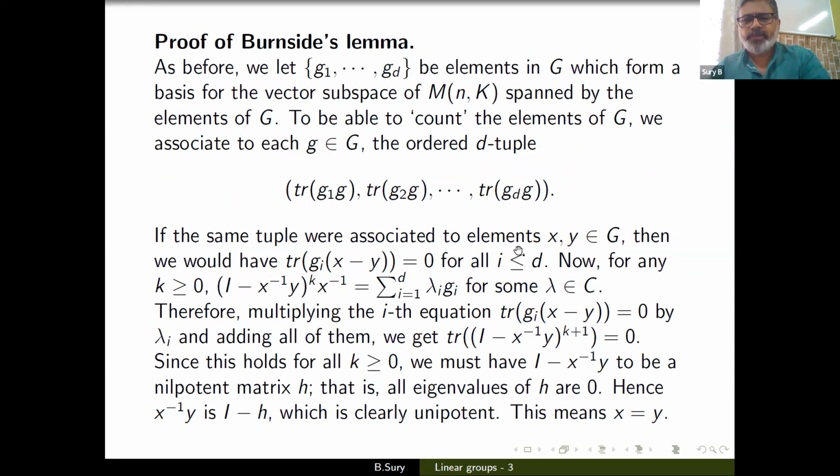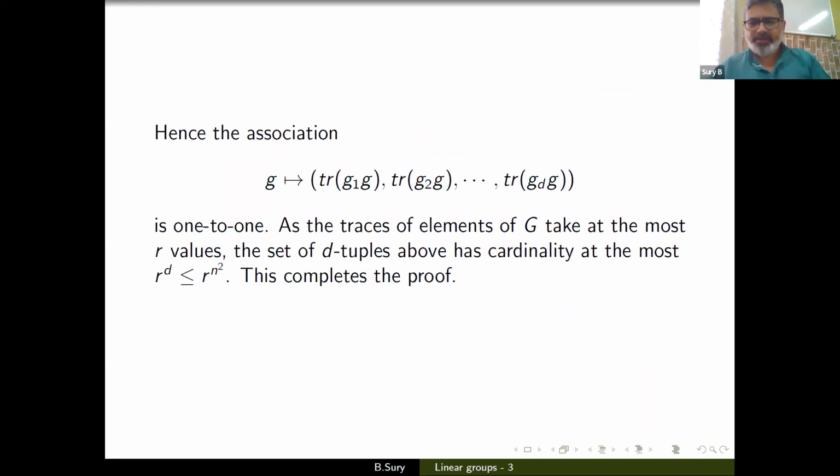Okay, there are some other similar results. I mentioned that because our linear groups are very special, some very nice properties hold which don't hold for general groups. In fact, they can go very wrong for general groups. That is why I mentioned this is a striking one. Whatever I explained is written here: the association is one to one, and the trace can take at the most r values. So we have at the most r to the power d elements, which means r to the power n squared.